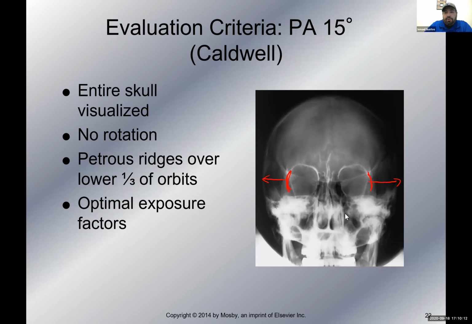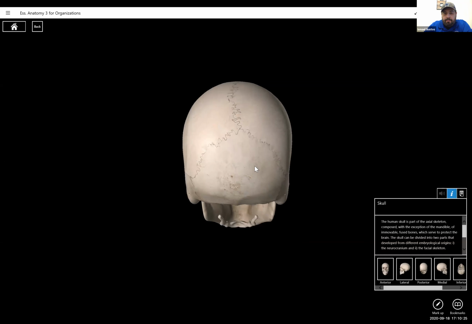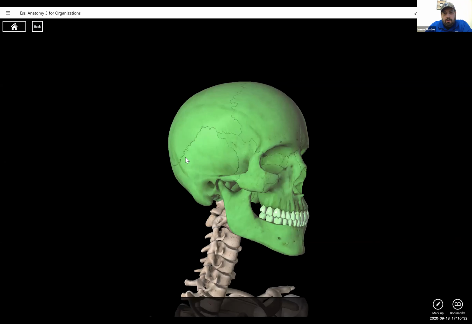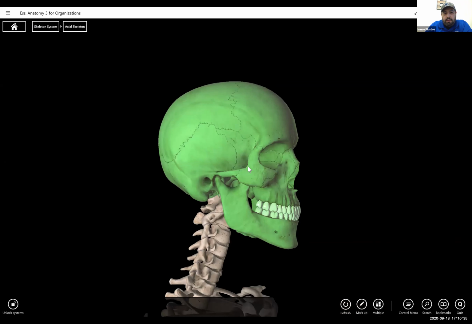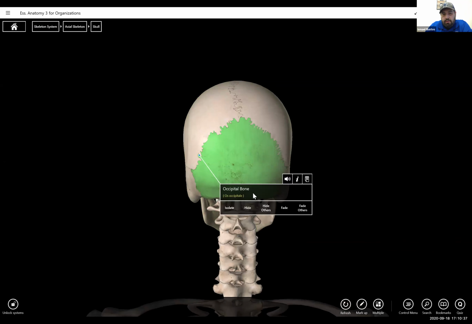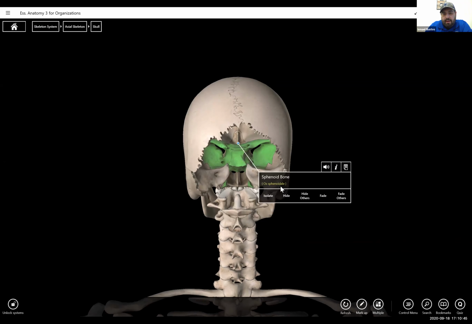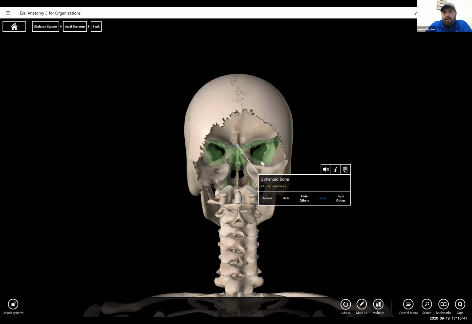All right. Other thing I wanted to show you is, again, we're looking at the petrous ridges within the orbits. So this right here should be able to show you. Bring this back this way. We can isolate this one. So what we're going to do is hide this, and we're going to fade that one. Okay, so everybody see the orbits there, right?